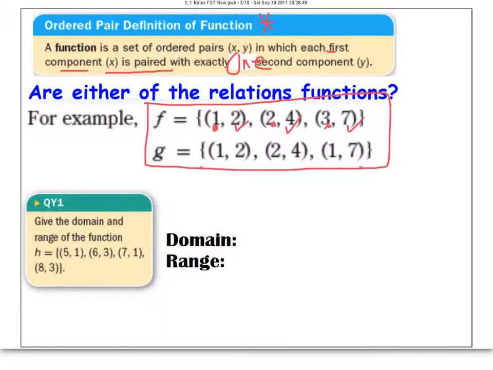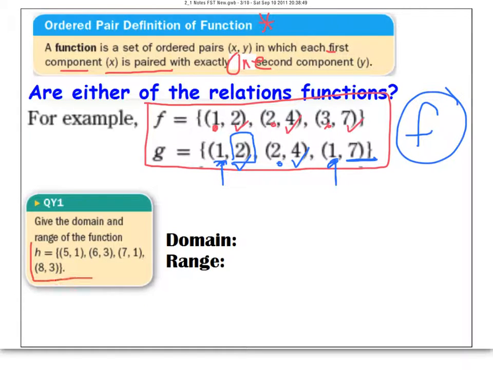Okay. Now let's look at g. When they put in 1, they get a unique answer of 2. They put in 2, a unique answer of 4. But they put 1 in again. Did they get a unique answer of what should be 2? Because that's what we said back here. Here we said when you put in 1, you should get 2. But this time they put in 1 and they got 7. So based on this, letter F is the only one that meets the function requirements. Relation G does not.